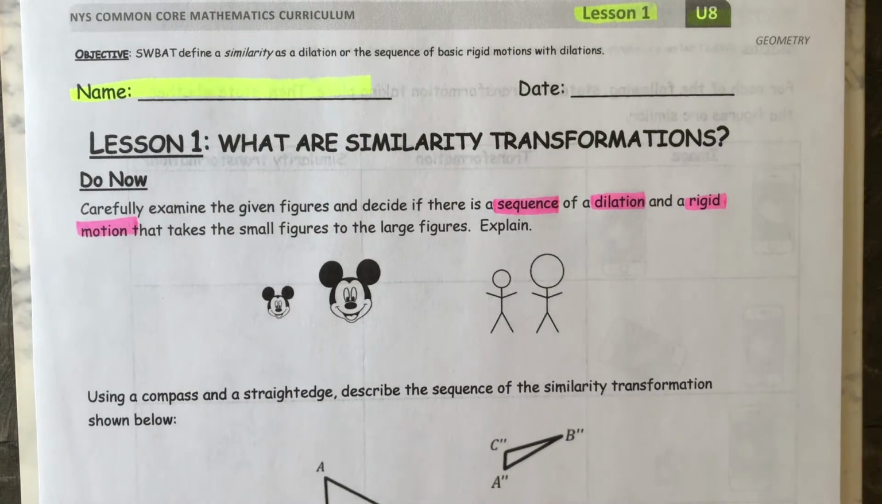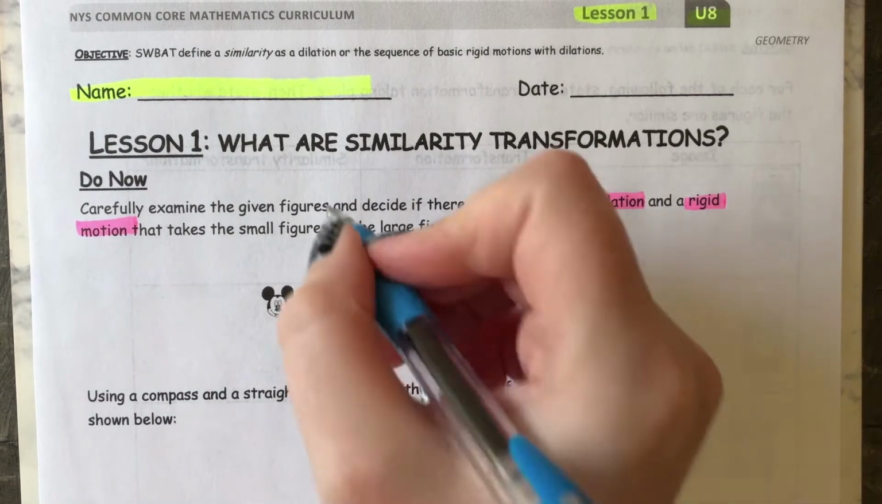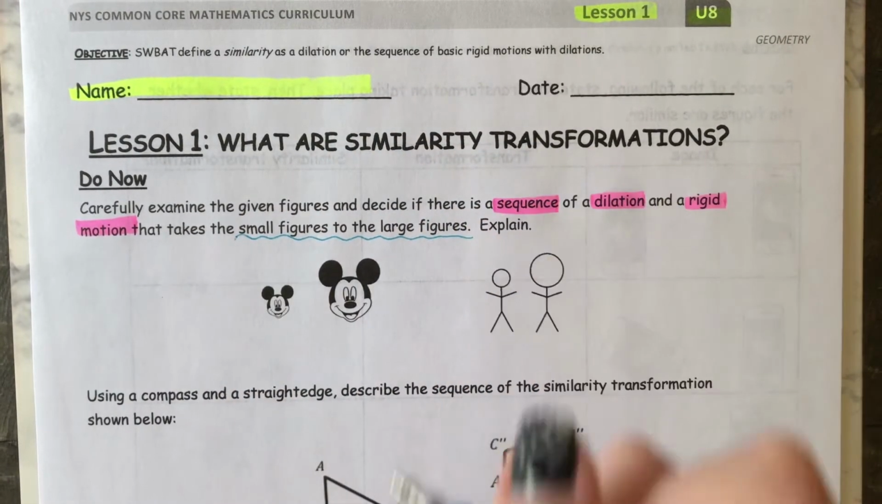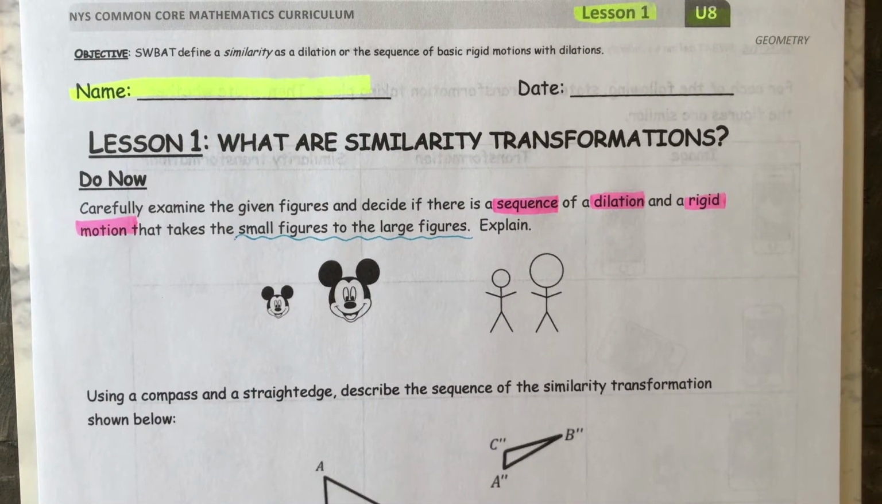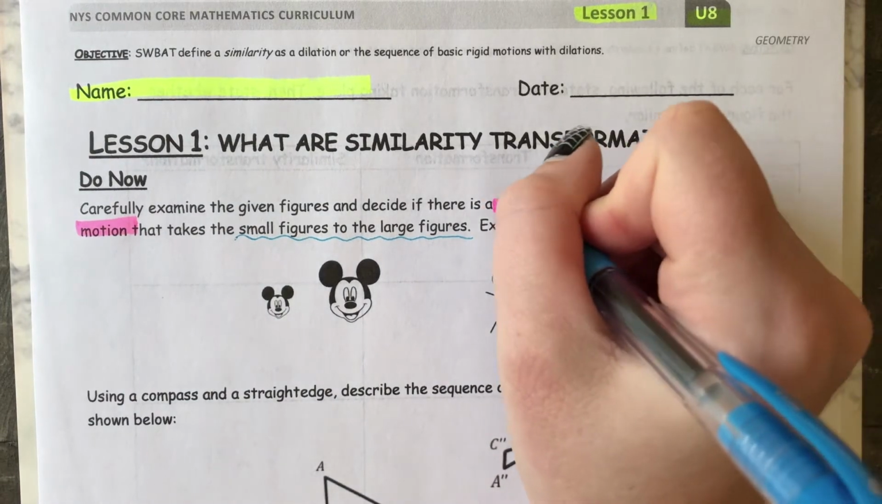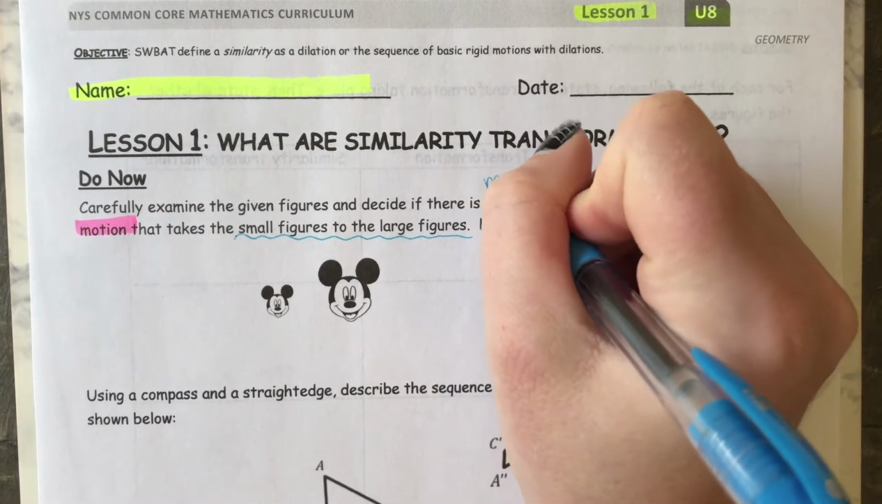All right. And then I'm just going to underline the question at the end where it says, what's going to take the small figure to the large figure? And then we have to explain that at the end. I know that the keyword sequence means more than one, so I'm just going to write that down.